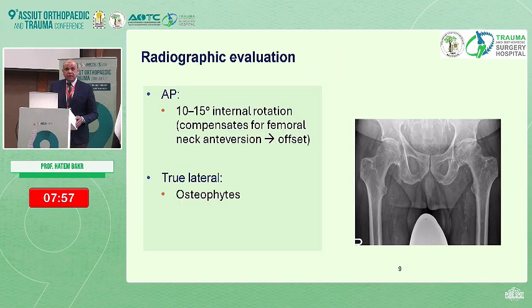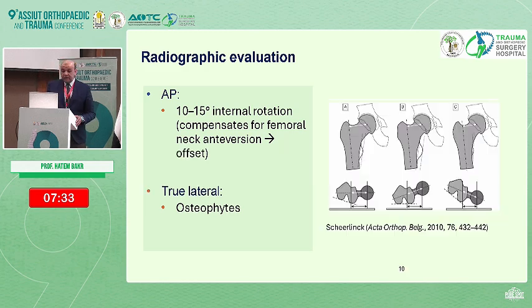Then we have the plain radiographs. We always stress to do regular and accurate plain radiographs. You have to do a true pelvis that you can see here with 10 degrees internal rotation of the femur in order to compensate for the femoral neck anteversion. And to do a true lateral, or the shoot-through lateral, or the table-through lateral in order to detect any osteophytes. So these are the radiographs that you should do in the hip. That's it. Okay.